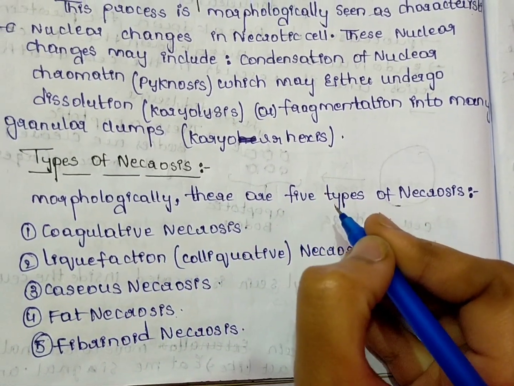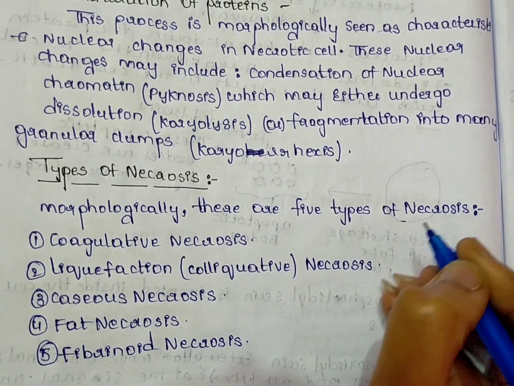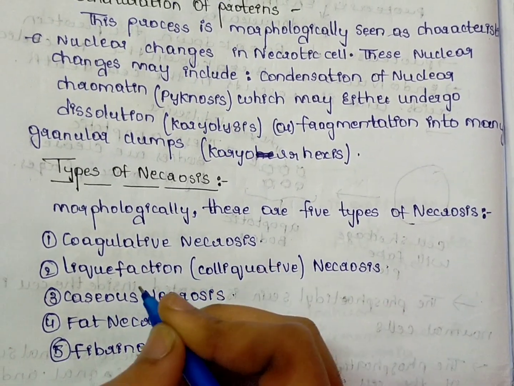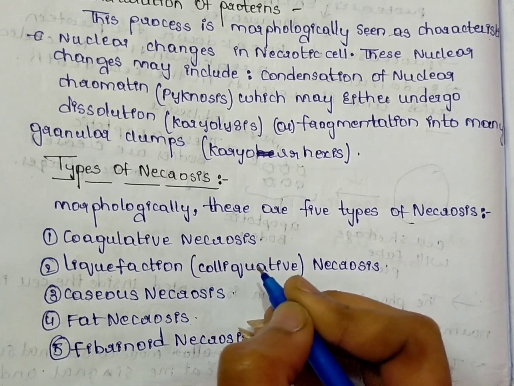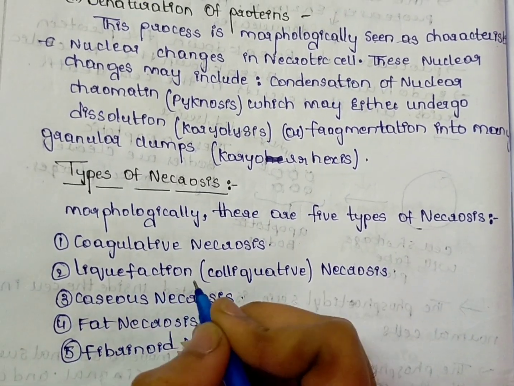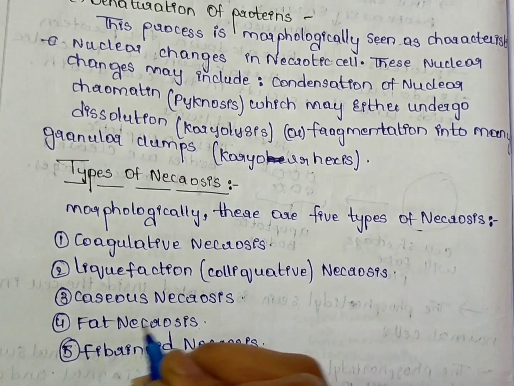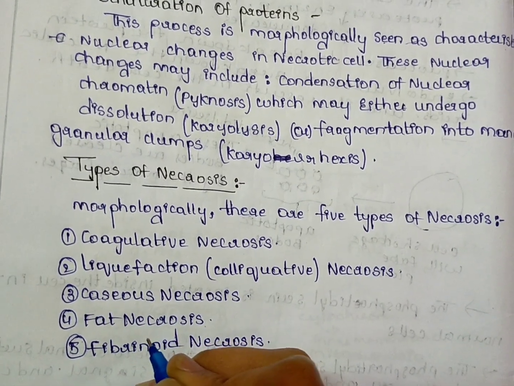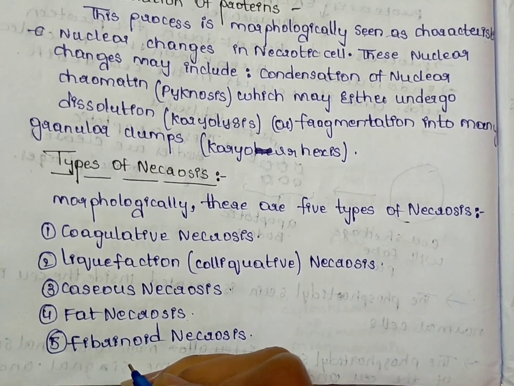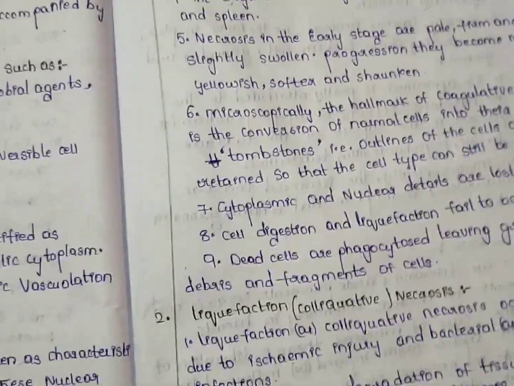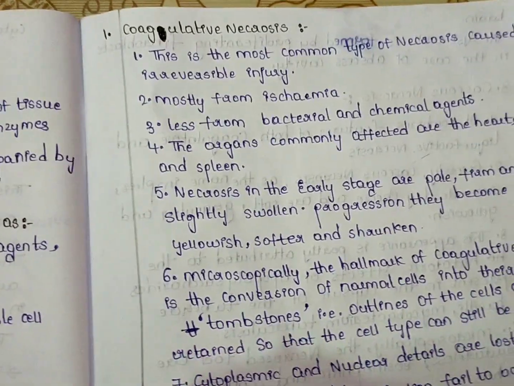Morphologically, there are 5 types of necrosis: coagulative necrosis, liquefactive necrosis, caseous necrosis, fat necrosis, and fibrinoid necrosis. Okay, now we will talk about coagulative necrosis.